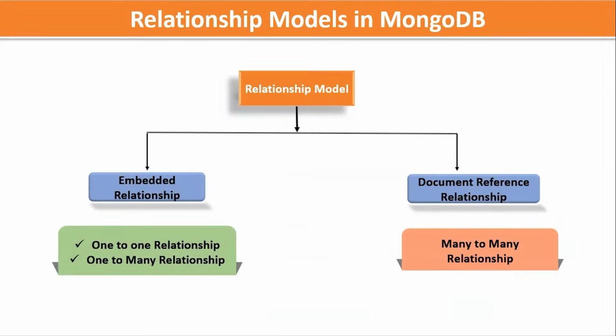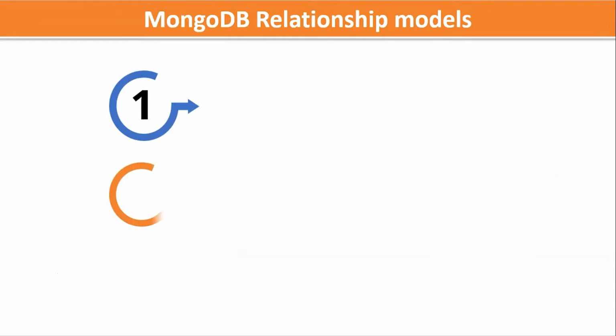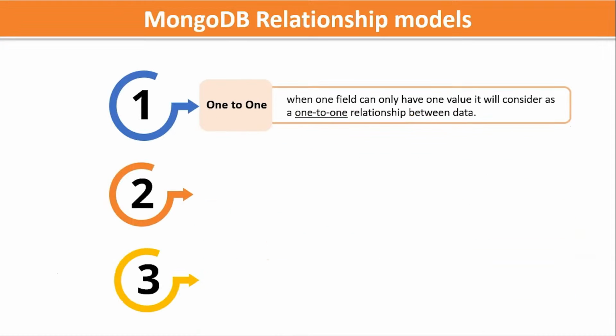Now, we have these two, embedded and document reference relationships, and these can be achieved by three different methods. That is, we can have one-to-one relationships, one-to-many relationships, and the document reference relationship can be achieved through many-to-many relationships. Now, let us understand what exactly these are. All right. So, one-to-one relationship, basically, if you have any one field, it can only have one value. In such a case, it will be considered a one-to-one relationship between any data that is present in the document.